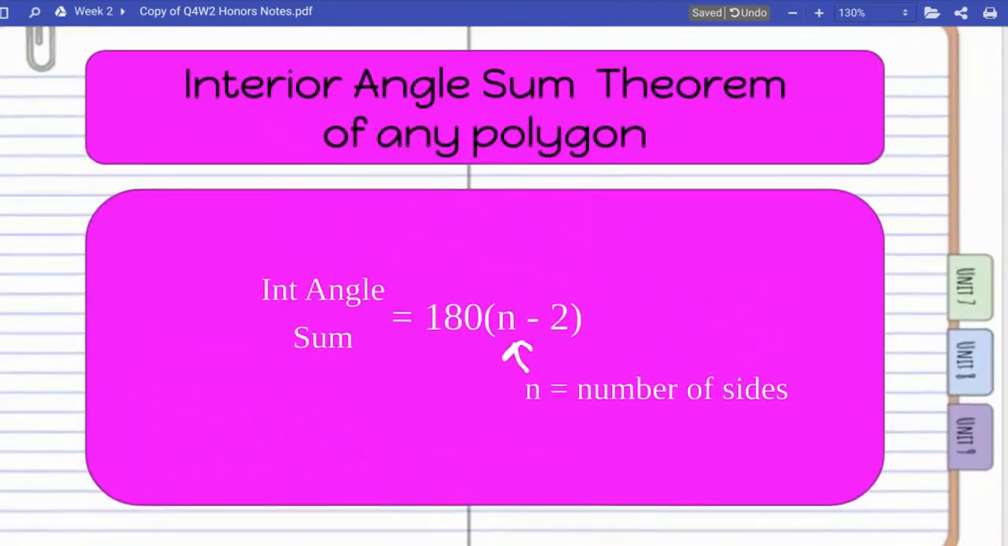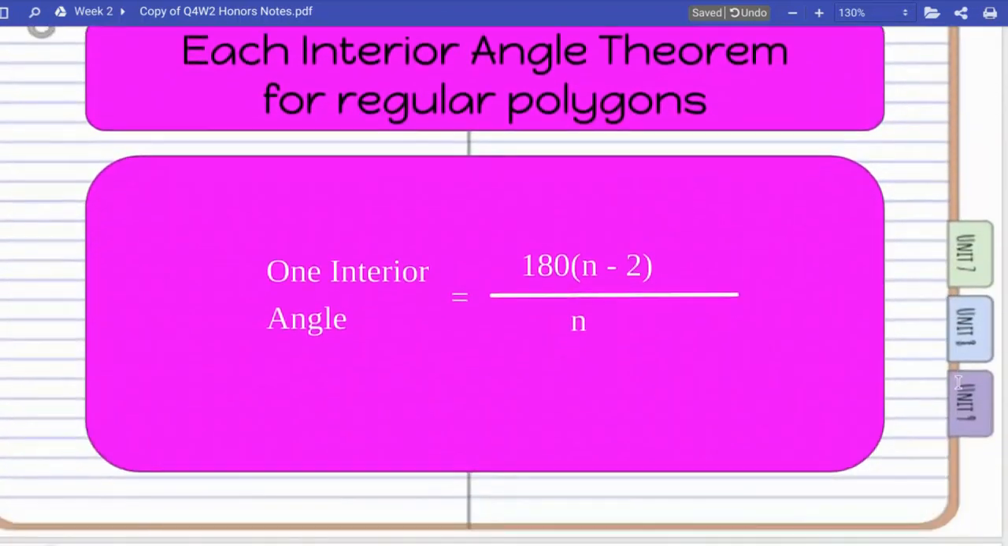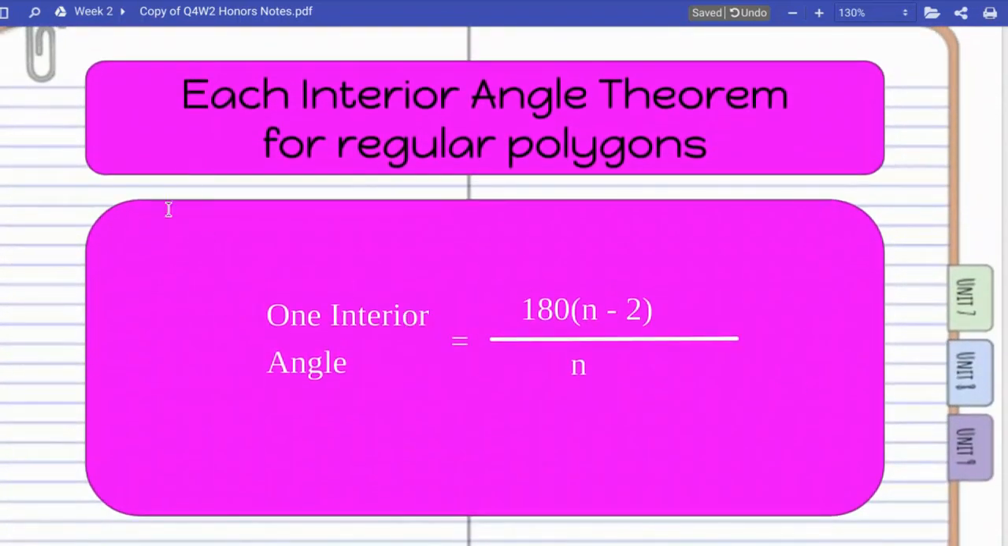But if I take all of the angles added together, and this shape's a regular polygon, I can find out what one angle is by dividing the interior angle sum by the number of sides. So if I want to find one or each interior angle, this only works though when the polygon is regular. I do 180 times n minus 2, and then I divide by the number of sides.